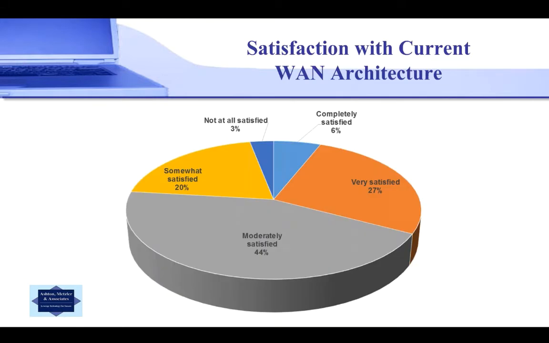Now, I also asked my survey group, how satisfied are you with your current WAN architecture? If you look at this, 6%, which is almost nobody, is completely satisfied, and 27% is very satisfied. Taken together, that says 1/3 of the audience I was addressing is either very or completely satisfied with their WAN architecture. Looked at another way, 2/3 of organizations aren't very satisfied.